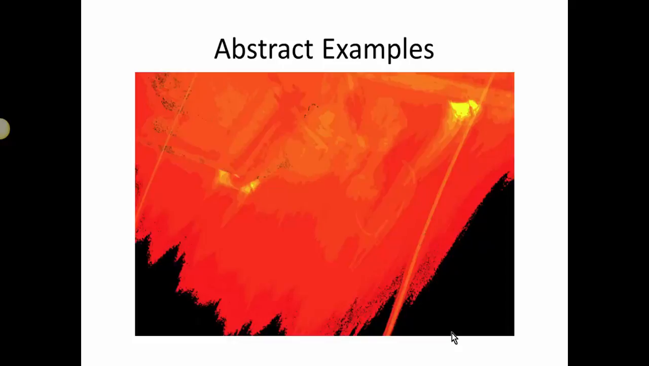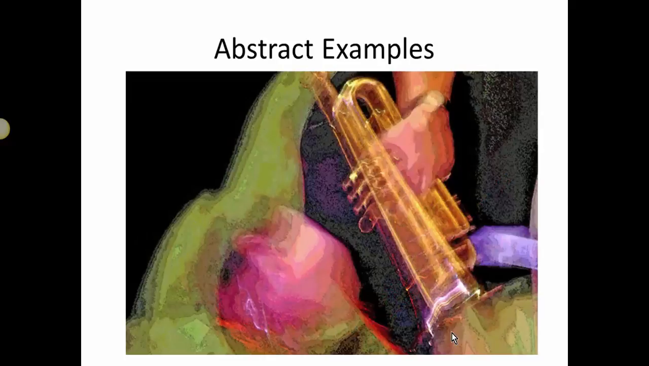So here are some examples that I've got of abstract. This one is definitely wildly abstract, and it was created using a photo editing program that I use called Photoshop Elements. And here's another one. This is perhaps a little bit less abstract in the sense that you can see this is clearly a trumpet here, but it definitely doesn't look like anything you would see in real life, therefore it is abstract.